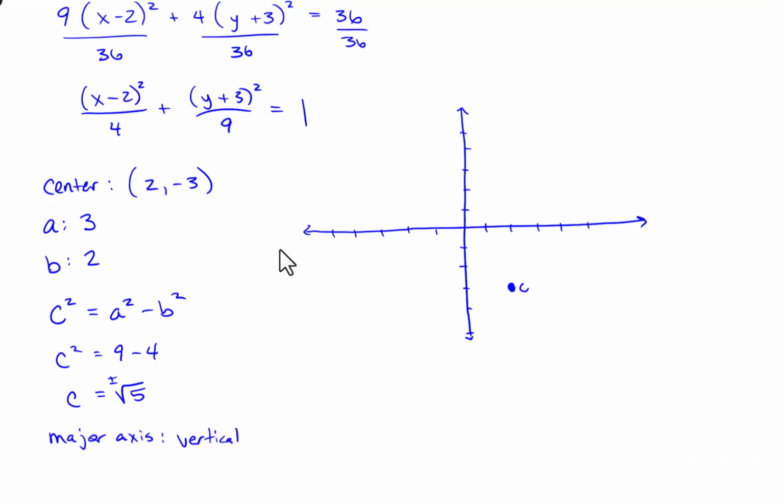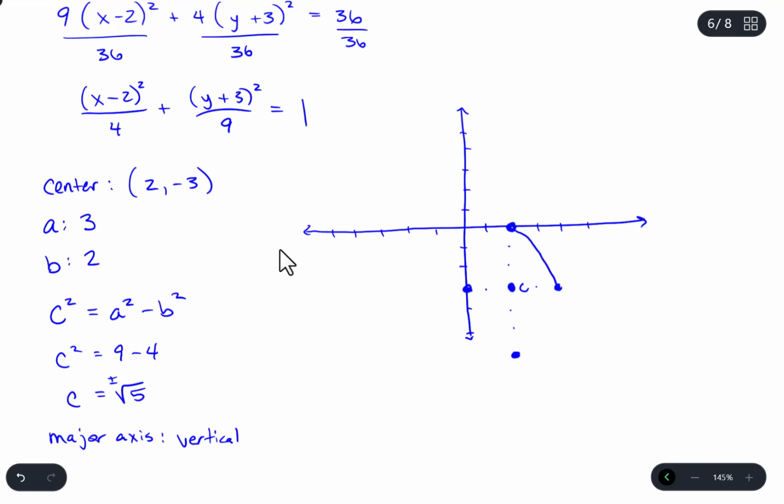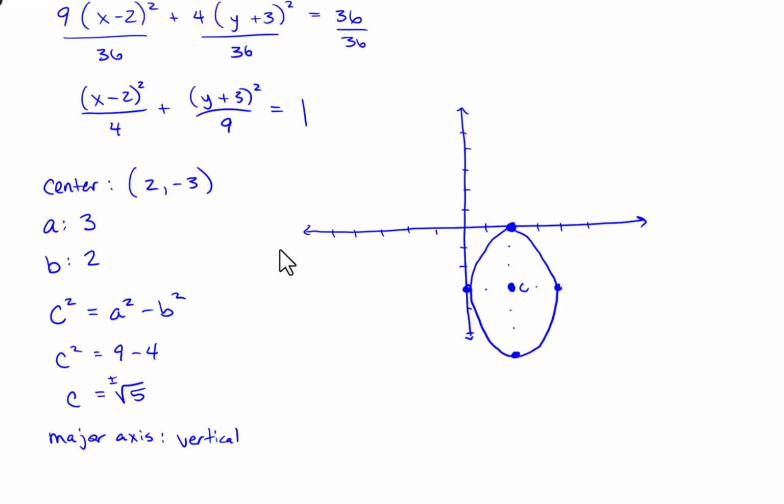All right, so I would go 1, 2, 3 units up here. That's one of my vertices. 1, 2, 3 units down this way, and that's my other. b is 2, so that means I go 2 units this direction and 2 units this direction. And that gives me enough to draw my ellipse. And if circles are difficult to draw, ellipses are a little bit more so to get them rounded just right. So do your best, that's fine.